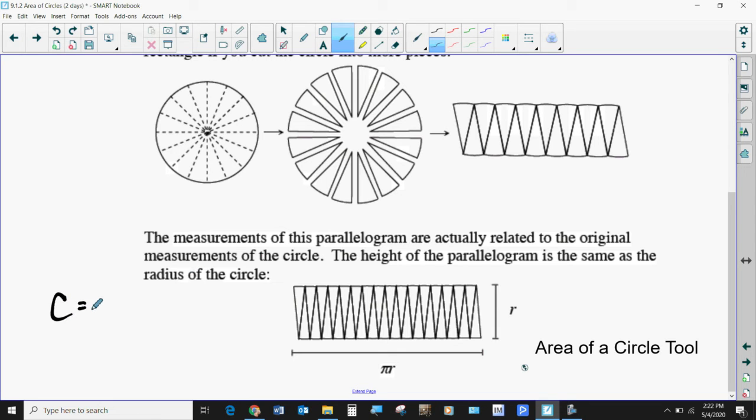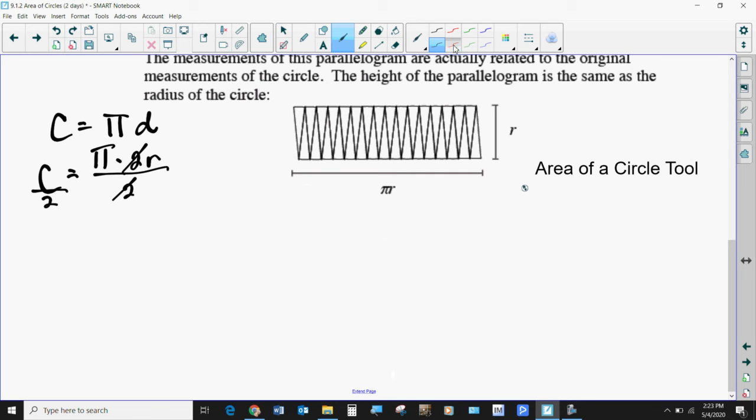And if you recall, circumference is pi times the diameter, right? And a diameter is 2 times the radius. So if we divide that by 2, half the circumference, we're going to cancel that out. That leaves this as the base of this particular rectangle, pi times the radius. And now how do you find the area of any rectangle? Well, you multiply the base times the height. Well, the base in this case is pi times the radius, and the height is the radius.